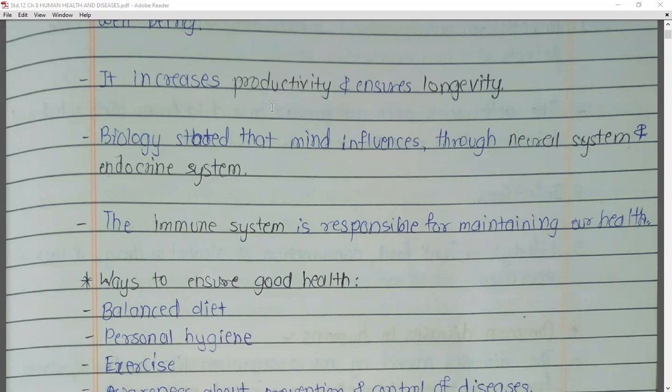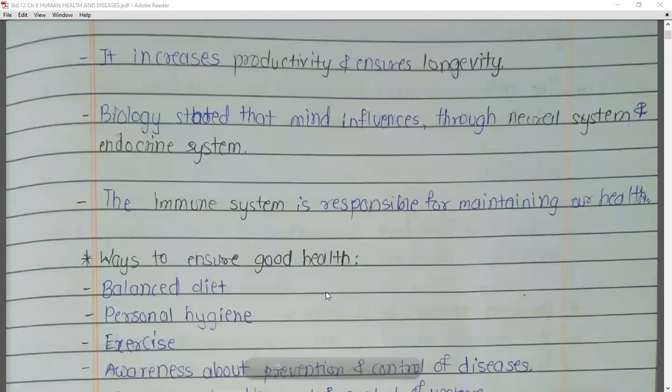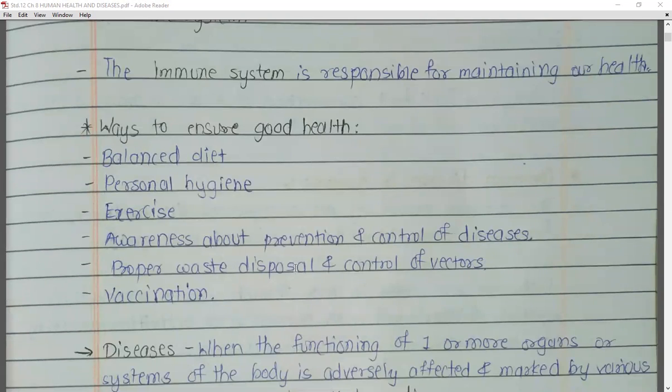So now this was about the basic introduction of health. Now we are going to see that there are various ways to ensure good health. That means how you can get good health, right? So first is the balanced diet. A balanced diet means that your regular diet has the proper amount of proteins, fats, lipids, and carbohydrates, with all the ratios balanced. And if your diet is proper, you are getting all the required nutrients from the food, and this ensures that your health is good.